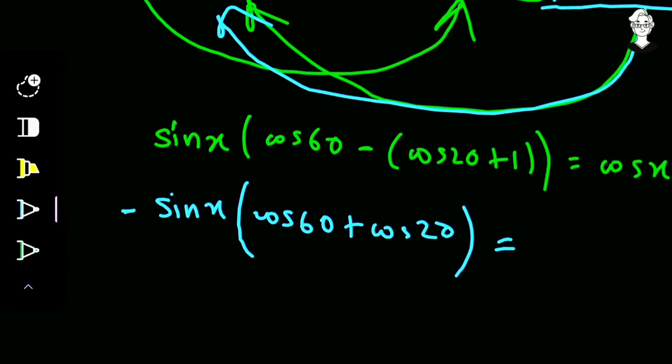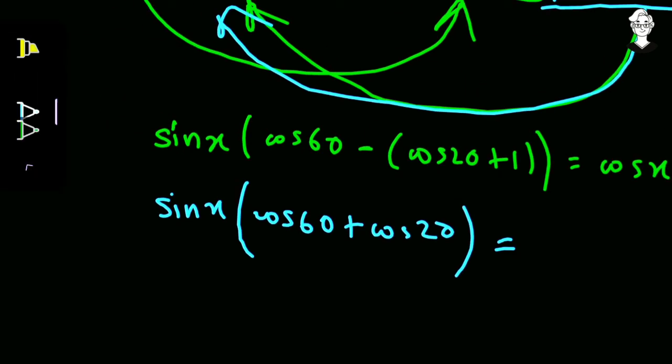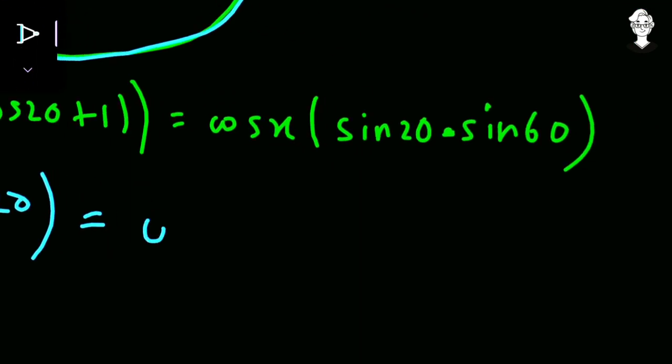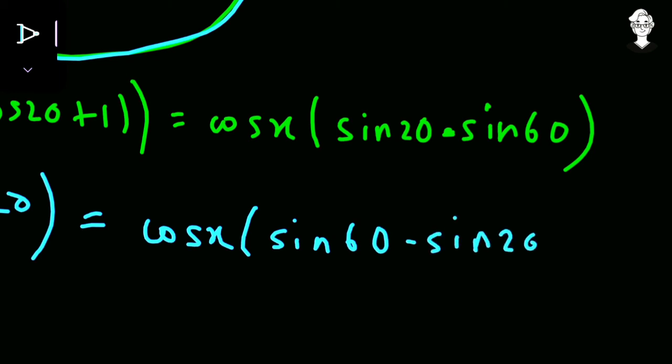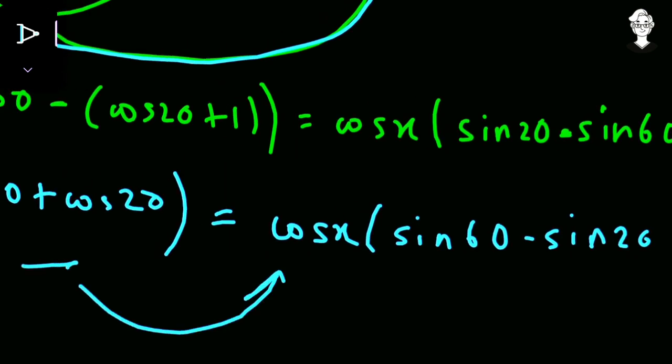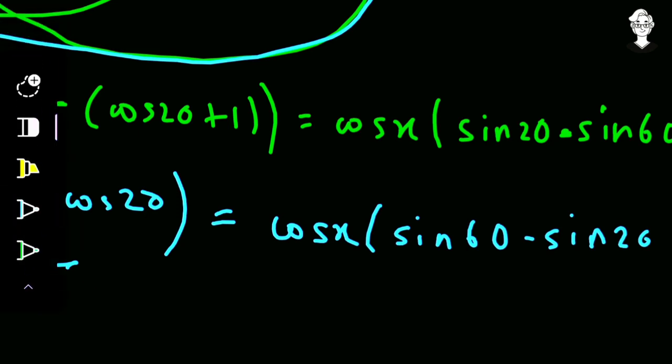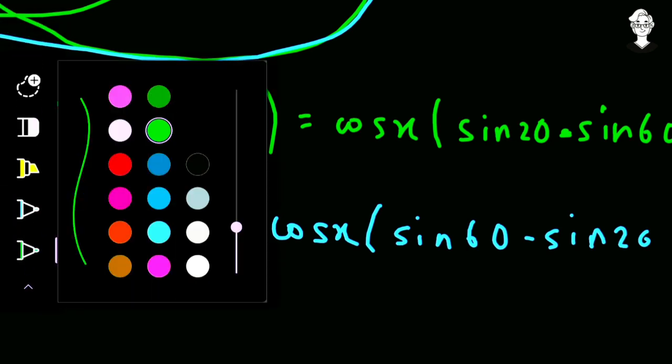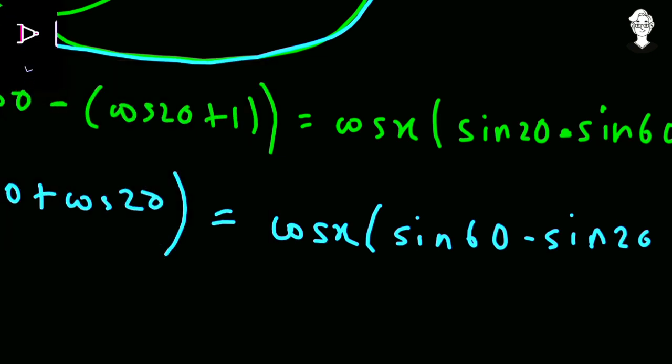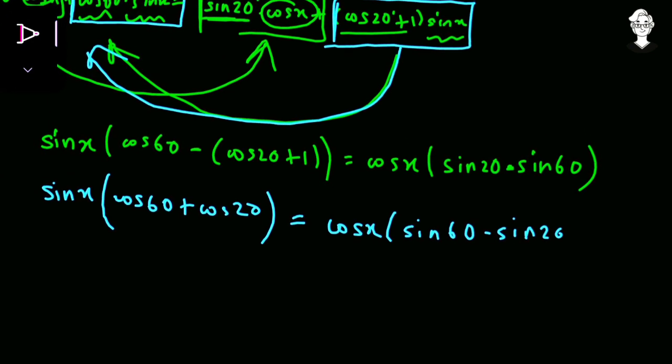We can do a thing that this negative is just shifted over there, so the sign gets changed. So cos x, now it becomes sin of 60 minus sin of 20. Because of the negative we have got over here, I have just shifted over here, so inside the bracket the sign gets changed. Now remember again a normal identity. There are two identities you can see on the screen.